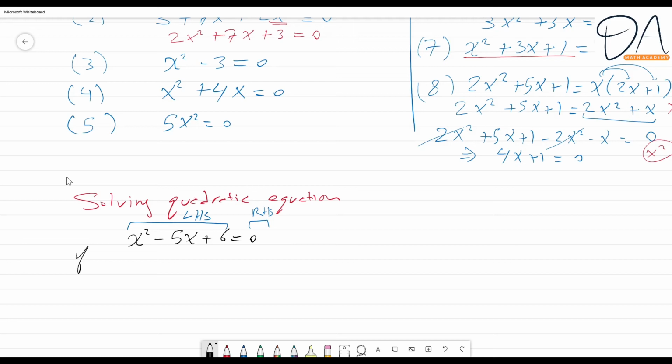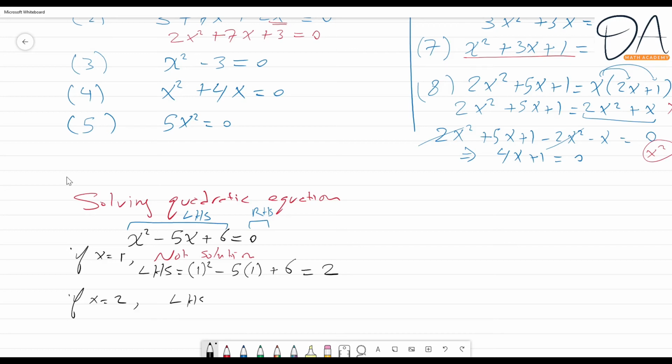So let's try x equal to 1. What we will do is substitute the value of 1 instead of x in this equation. So the left-hand side will be, if we substitute 1, 1 squared minus 5 times 1 plus 6. You can see this one is actually equal to 2. So this means that this one is actually not a solution for the quadratic equation.